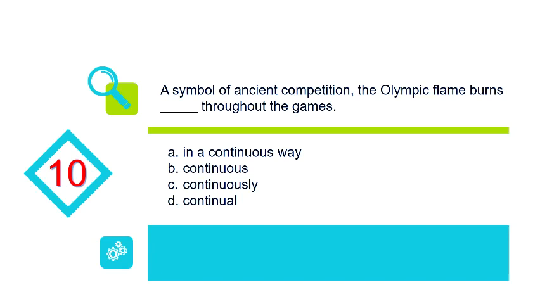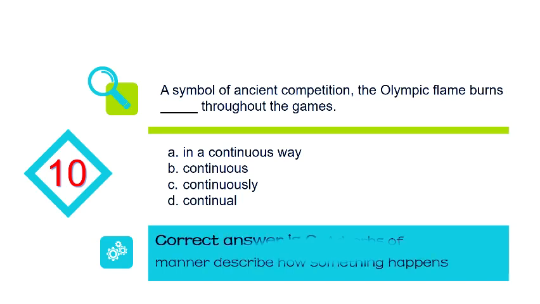And what's the answer? The answer here is letter C. Continuously. And take note, it refers to the adverbs of manner describing how something happens. If you're going to answer a question, how the Olympic flame burns, therefore the answer is continuously.